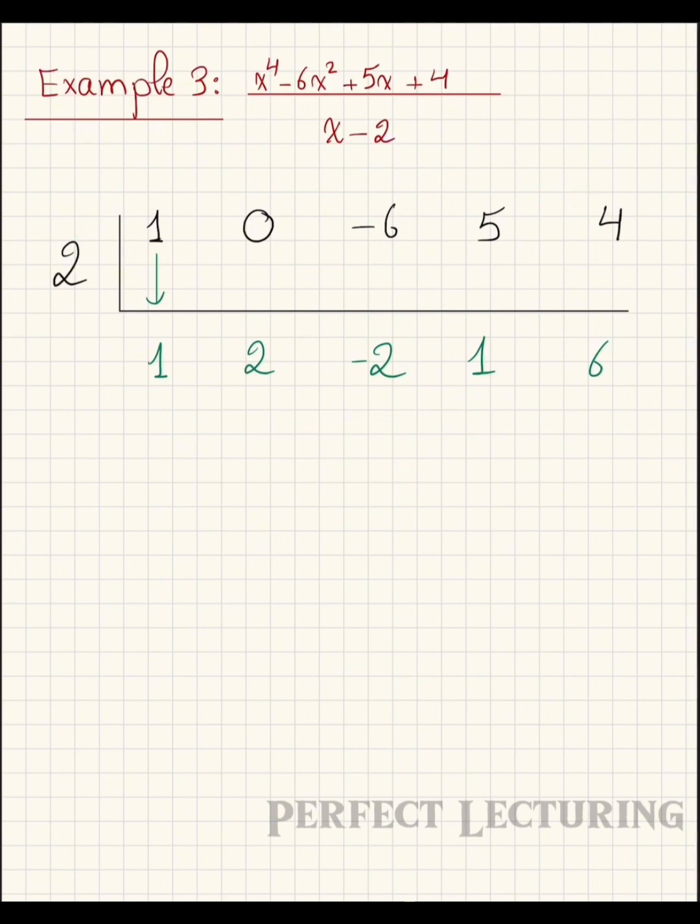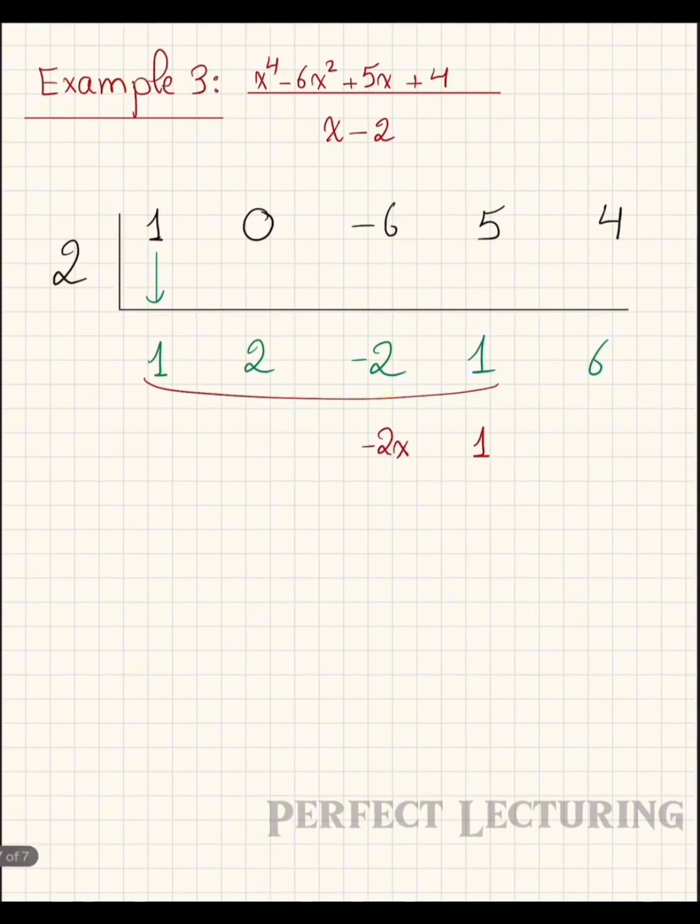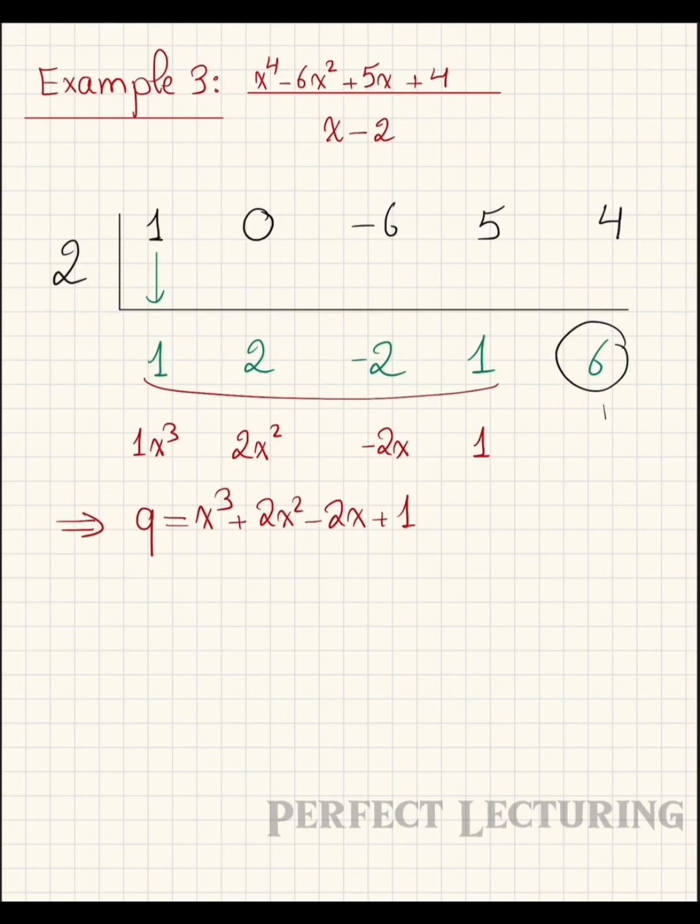So let's see what the quotient is. This stands for 1. This stands for negative 2x. This stands for 2x squared. And this stands for 1x to the power 3. So therefore, the quotient becomes x cubed plus 2x squared minus 2x plus 1, and the remainder is equal to 6. And this is simply what is meant by the synthetic division.